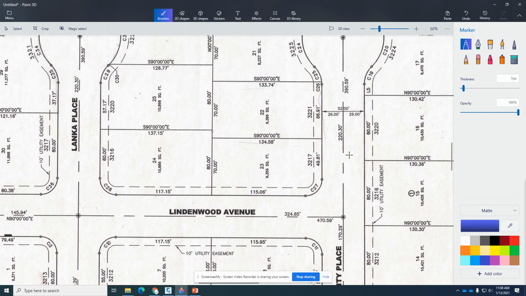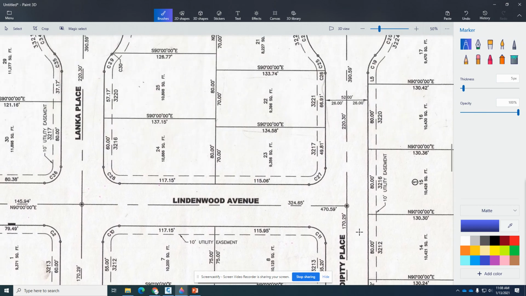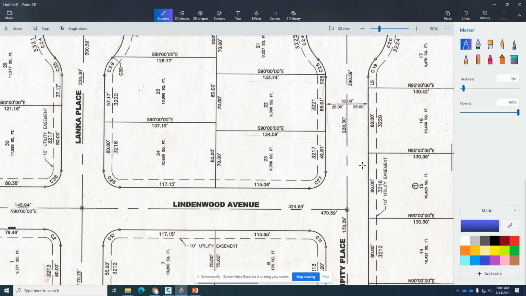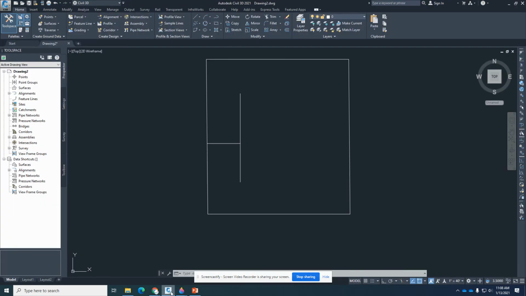So going this way, I will go southeast 0 degrees 33 minutes 12 seconds. This way, it's the same bearing, but I need to change the direction. So instead of going southeast, I need to go northwest 0 degrees 33 minutes 12 seconds, a distance of 220.30. Okay. I'm going to stop this video at this point because I expect you to do that. On the next video, I'll show you how to create the right-of-way lines.